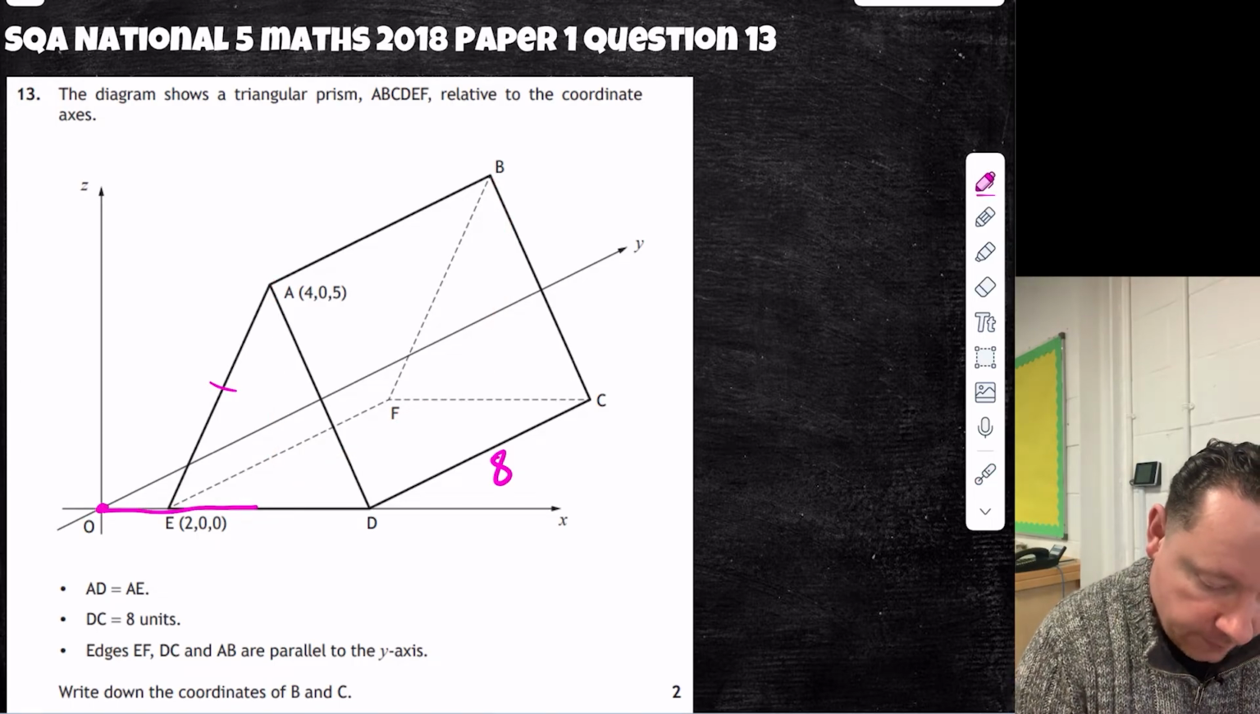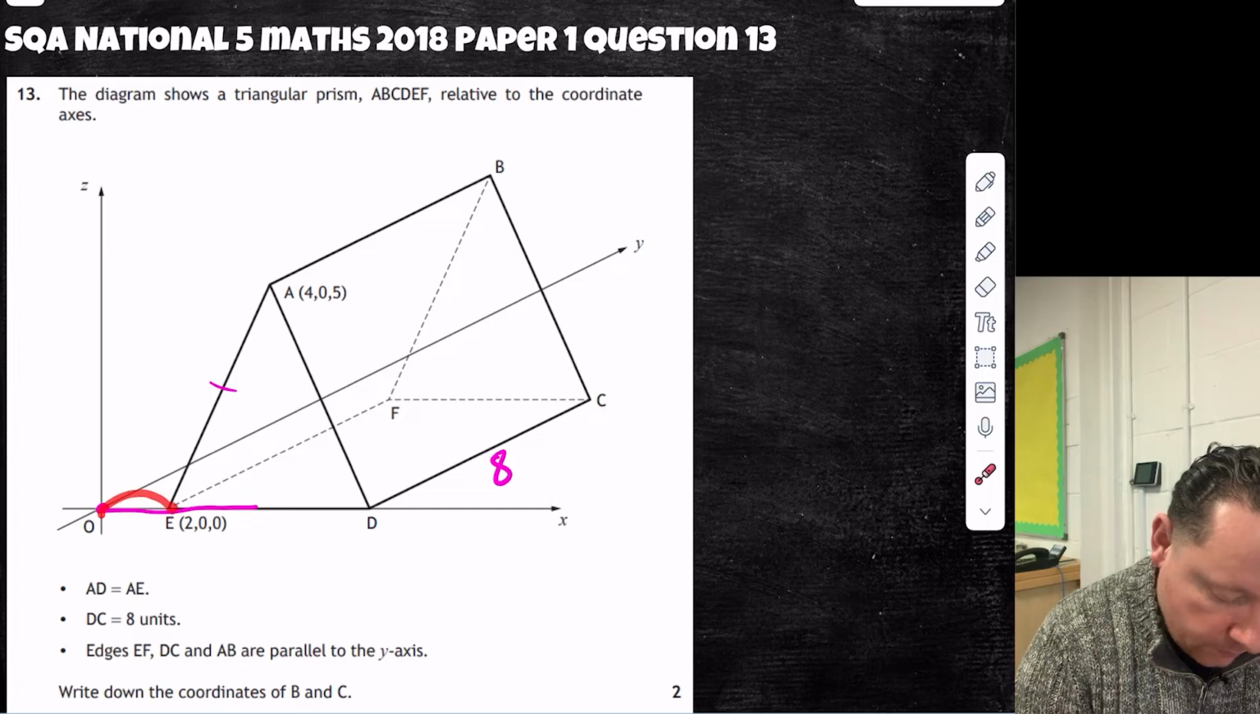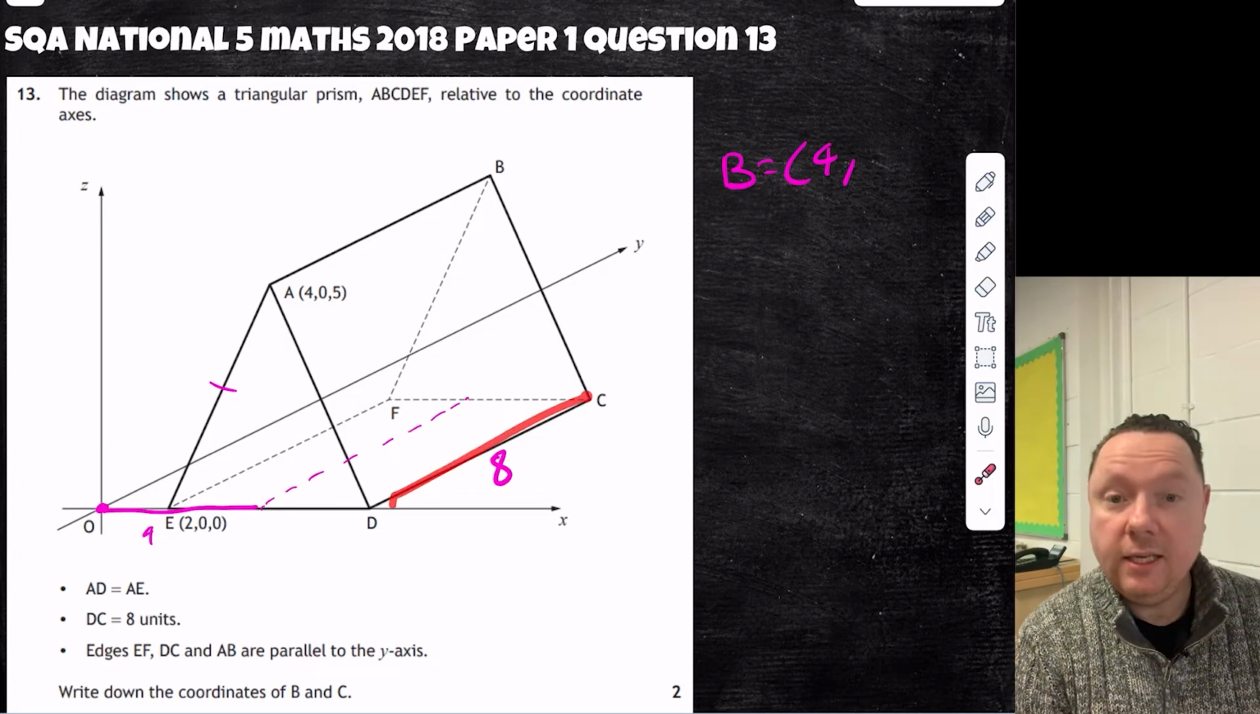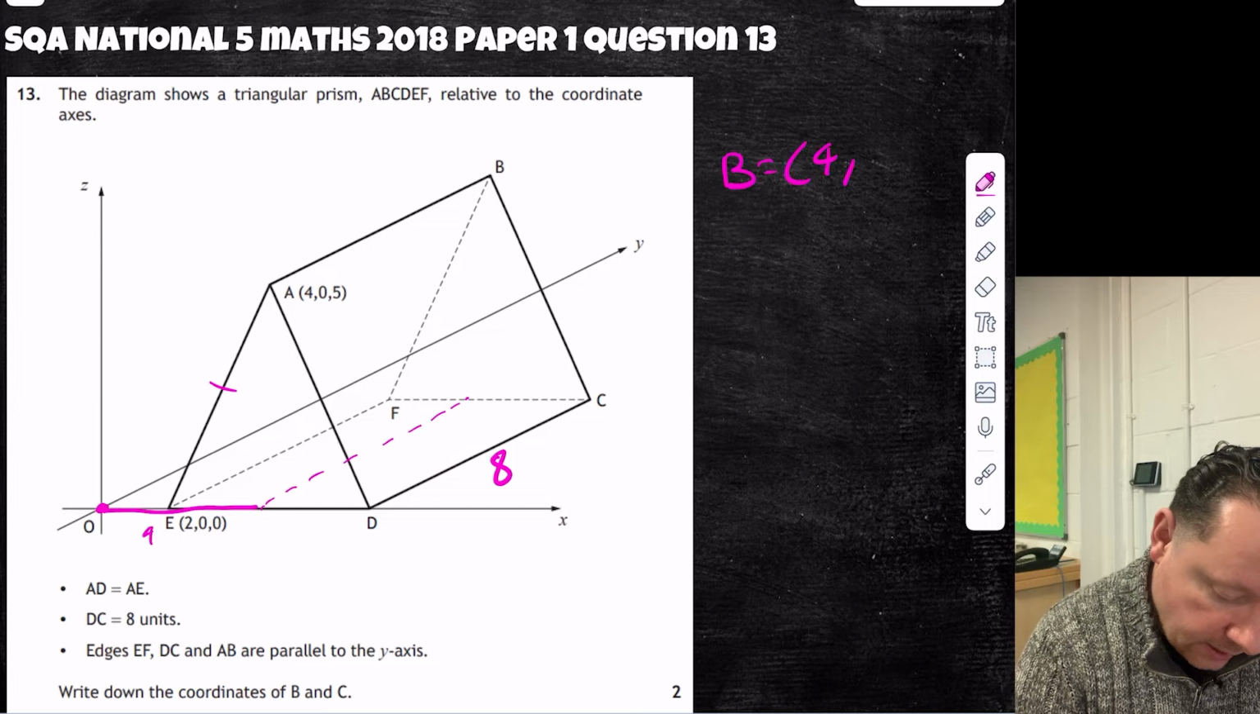Well, how far is that? I've went along 2, and then if you notice the difference between these coordinates is 2, so that means I went along another 2. So I went 2, 4. So I can write B equals 4. Let me just note that for you. I then went in this far. Well, we already know that this line here is 8, so it's the same again. That is 8 in.